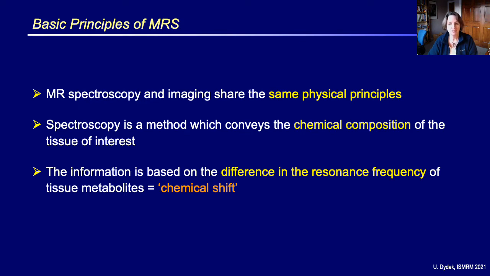In imaging, the signal of hydrogen nuclei in water molecules is measured mostly because of its very high natural abundance. In spectroscopy, we're interested in acquiring signal of protons in molecules other than water and to use this method to convey the chemical composition of the tissue of interest. Now, information and identification of these molecules is based on difference in the resonance frequency of different tissue metabolites. This difference is also called chemical shift.